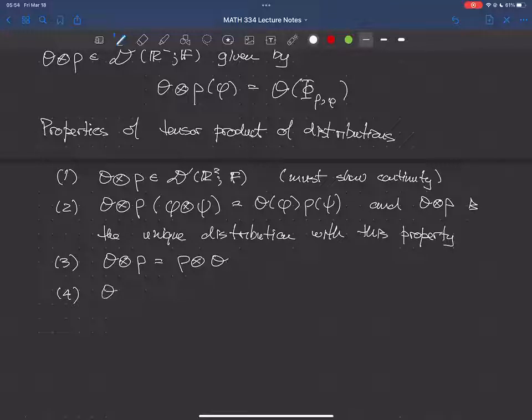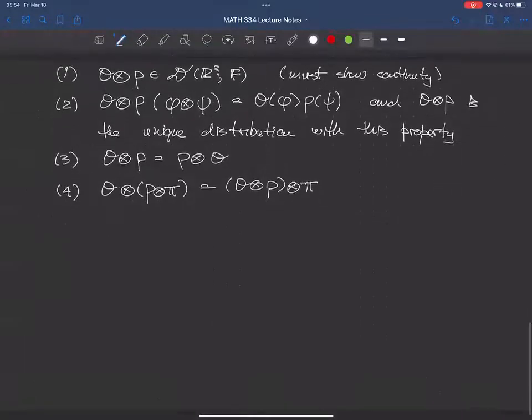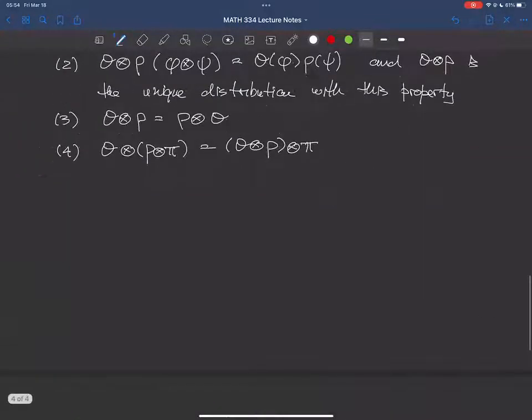It's also associative. So we're not talking about convolution here yet, because this associativity property is not true for the convolution product, but it is true for the tensor product. All right, so that's the tensor product of distributions. Now, how do you use that to talk about convolution? Finally, we're going to get to where we wanted to get to.